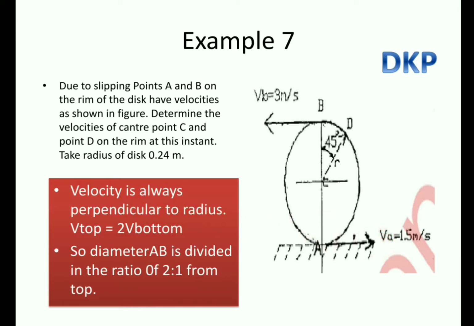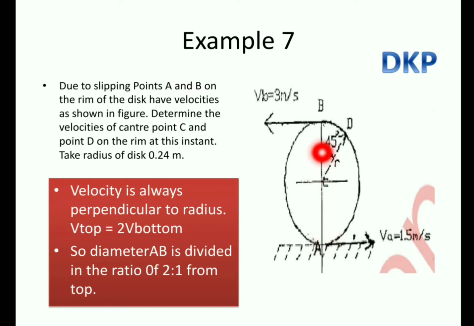ICR. So it is said that bottommost point has 1.5 meter per second, topmost point has velocity 3 meter per second. What is the ratio of VA to VB? They have ratio 2 is to 1. Am I correct? VB is 2 times VA. That means this total diameter needs to be divided into 3 parts. 2 plus 1 is 3. Now we are going to see how much distance from point A the ICR will be there.